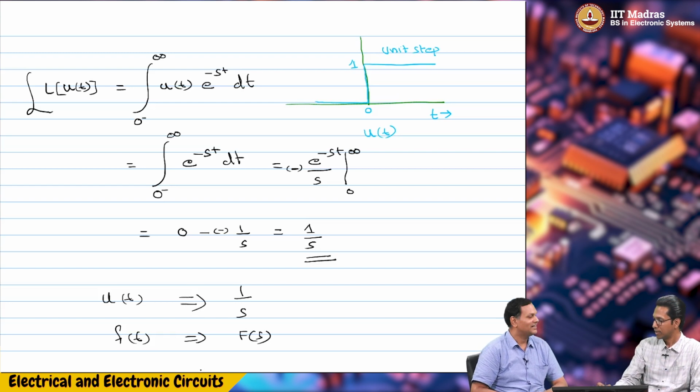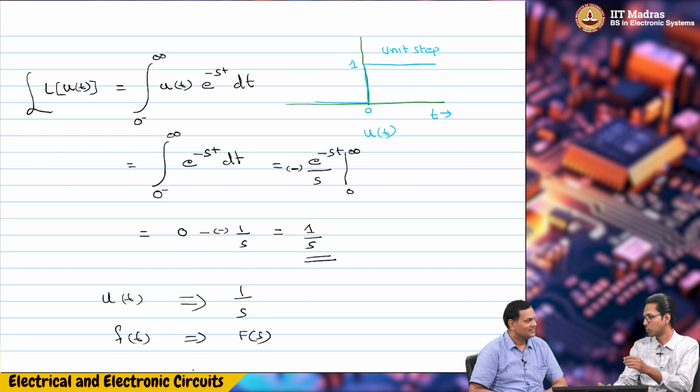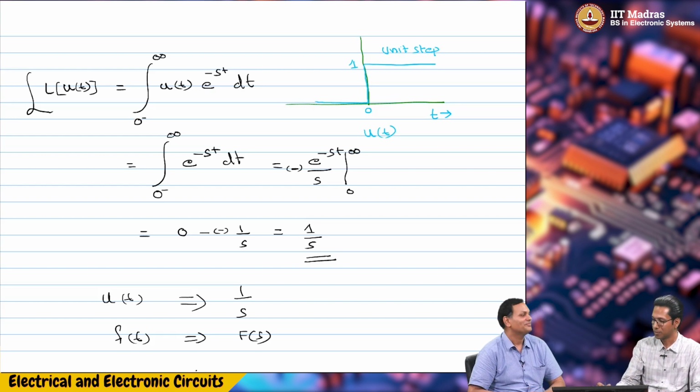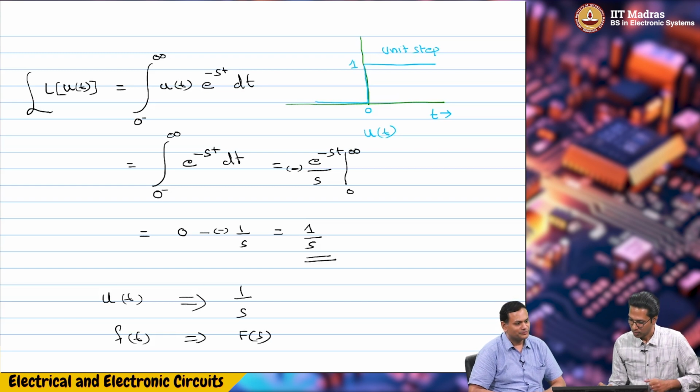So this is a very useful signal also. Step input, like the switch you are closing. Even if there was an output coming, but you want to pass that only from 0 onwards, we can multiply that with a step. That is true.